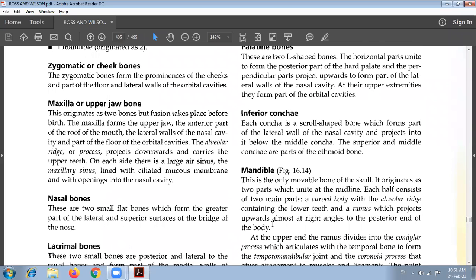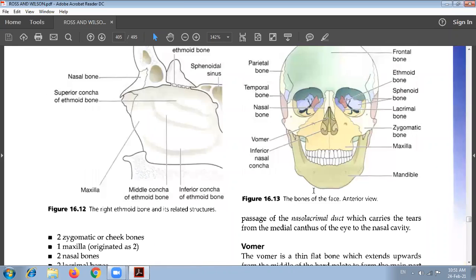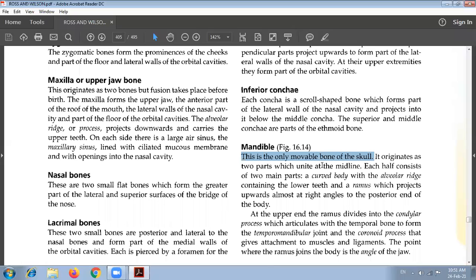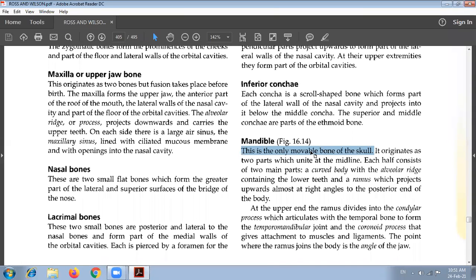The mandible. This is the only movable bone of the skull. Here you can see all the others are fixed. These are not movable, but the mandible is movable. When we are chewing, you can see the movement of the mandible. Speaking and other things take place only by the movable bone.